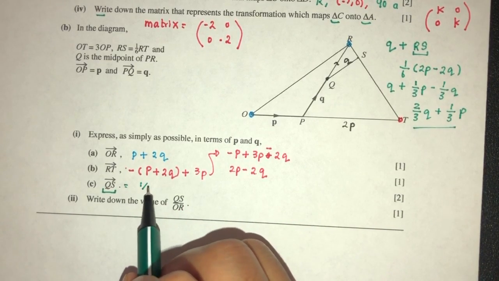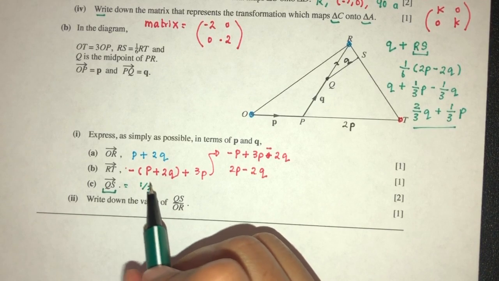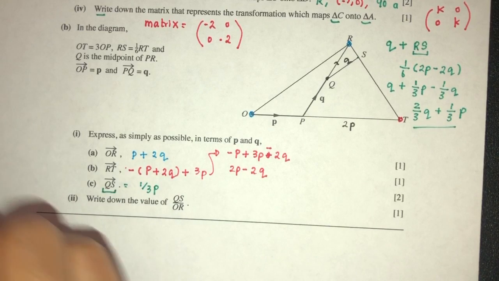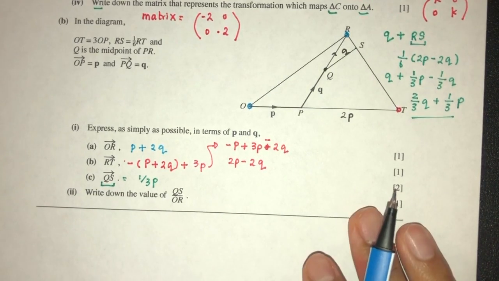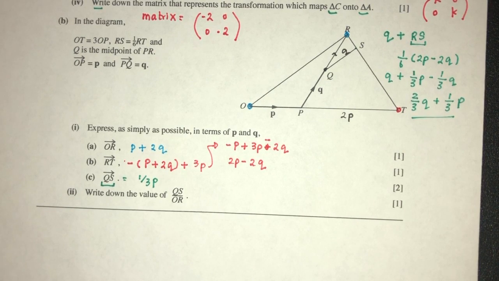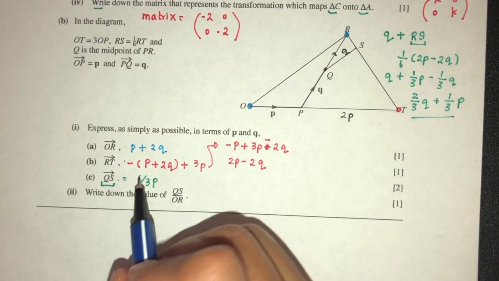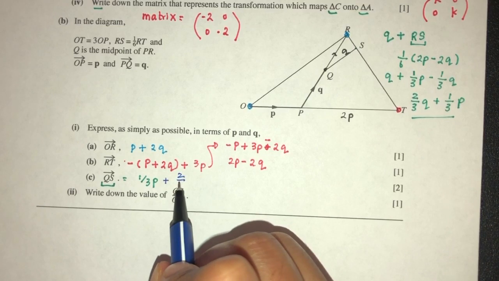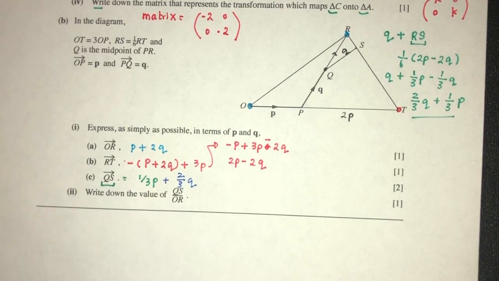That will be 1/3 P plus the value of 2/3 Q. Okay, that will be part C.